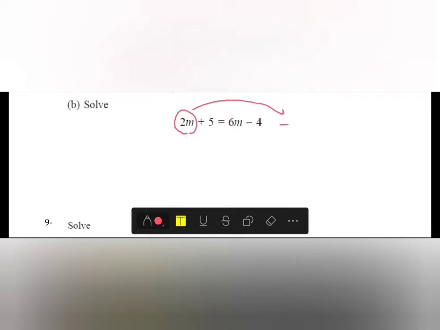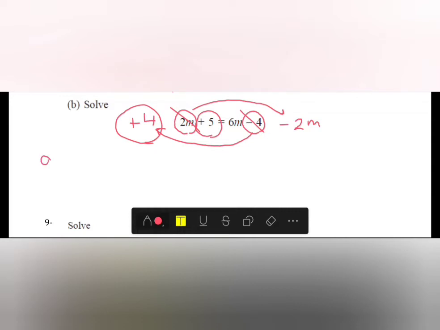So it's going to be negative 2m. And then we're going to take the negative 4 here and put it in the other side. It's going to be positive 4. Now we remove this and this. Now let's continue working out the numbers. Here we have 4 and 5. So 4 plus 5 equals 9. And then on the other side we have 6m minus 2m equals 4m.